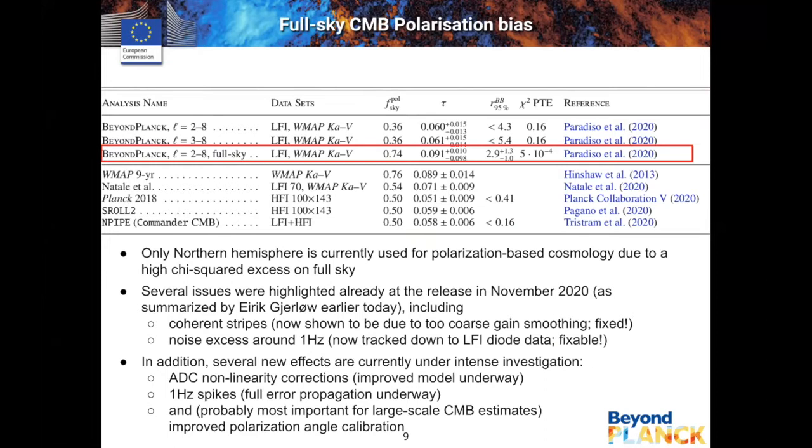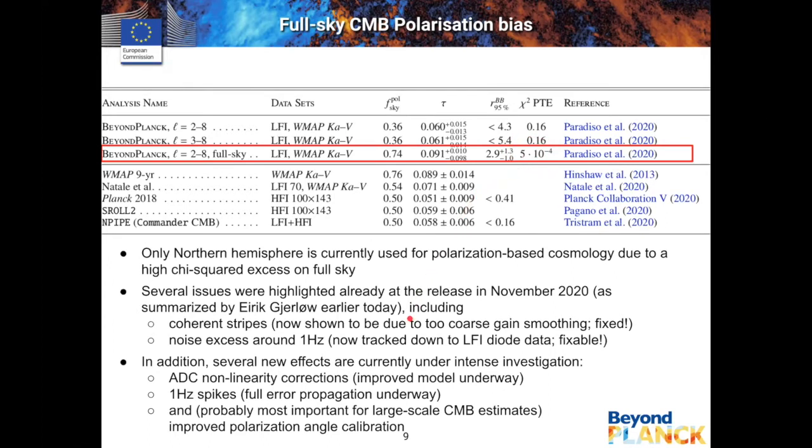Within BeyondPlanck, we were able so far to exploit only the northern hemisphere of CMB polarization data, due to a very, very high chi-square excess on full sky. As you can see in this table, when we use the northern and southern hemispheres, we get biases on tau and on our estimates, with, of course, a very low value of chi-square, a very poor fit.